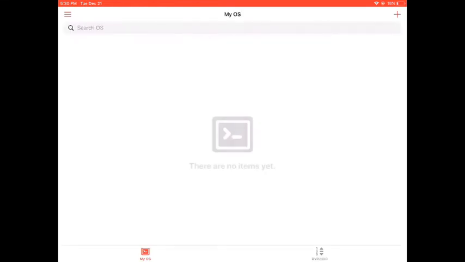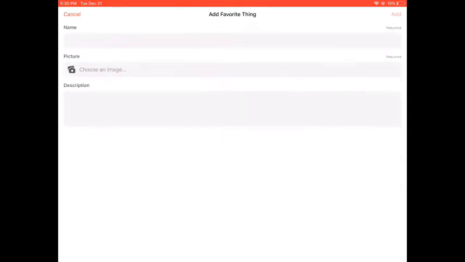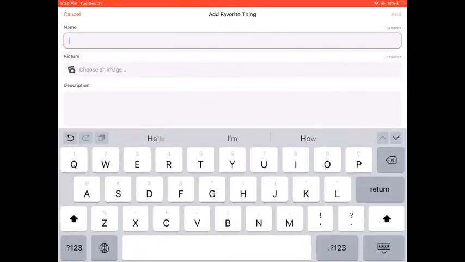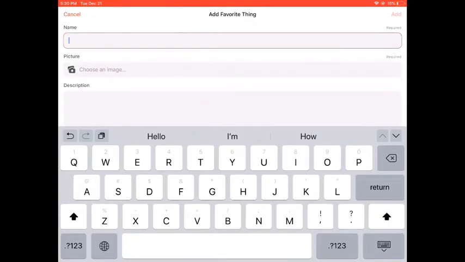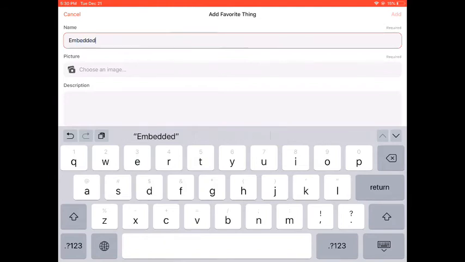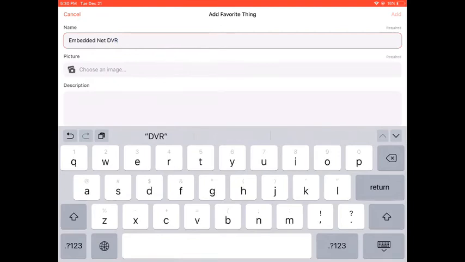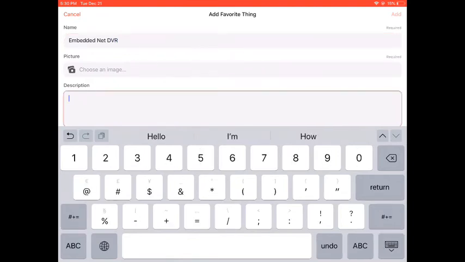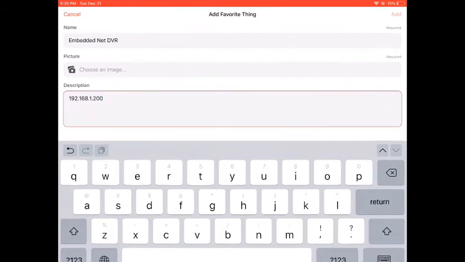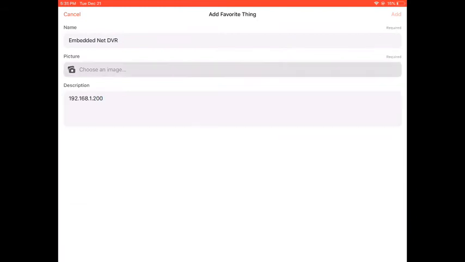Okay, so now my OS. Okay, so now create the OS, and so now enter the name. Always so embedded net DVR. Okay, so now please enter the IP address on distribution: 192.168.1.20. Okay, so this is all.